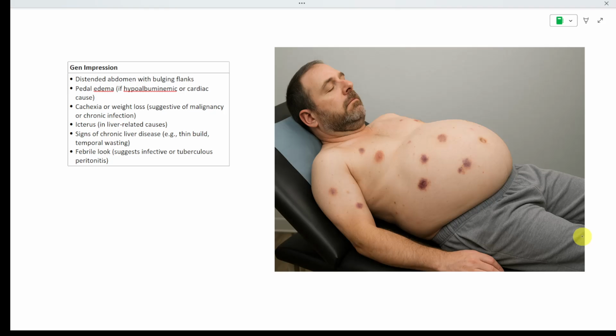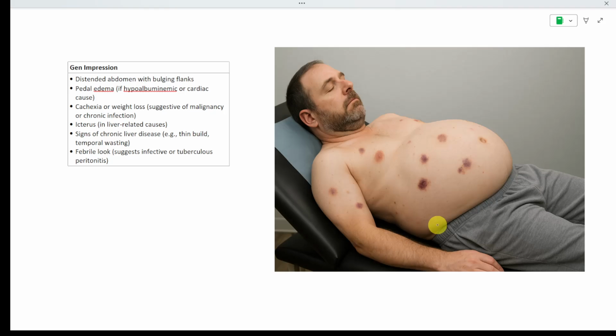Cirrhotic patients usually have low albumin as well, so they tend to develop edema. Also look for cachexia or weight loss that could be suggestive of some malignancy. Also look for jaundice or any other signs of chronic liver disease, such as a lean and thin build with a protruded abdomen. And also look for any febrile look that could suggest an infective cause. But again, in a general overview, you just put a glance at the patient. You know it's an abdominal examination, so look for all the clues you can get.